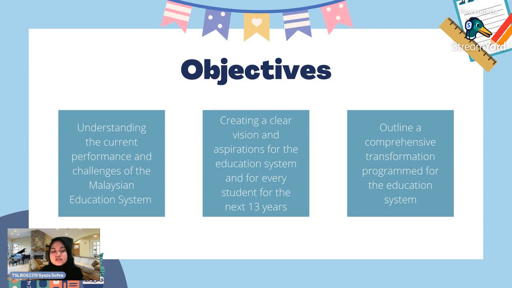The second one is to create a clear vision and aspirations for the education system and for every student for the next 13 years until 2025. The last one is to outline a comprehensive transformation program for the education system, including major changes in the Malaysian Ministry of Education, which will enable the system to meet new standards and demands in order to increase expectations as well as to support the transformation of the public service.